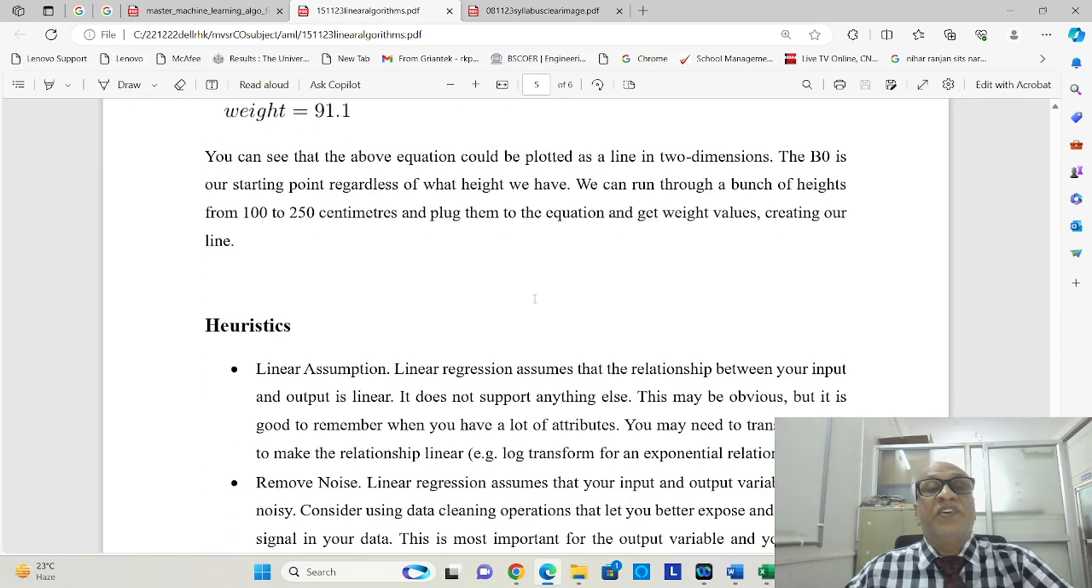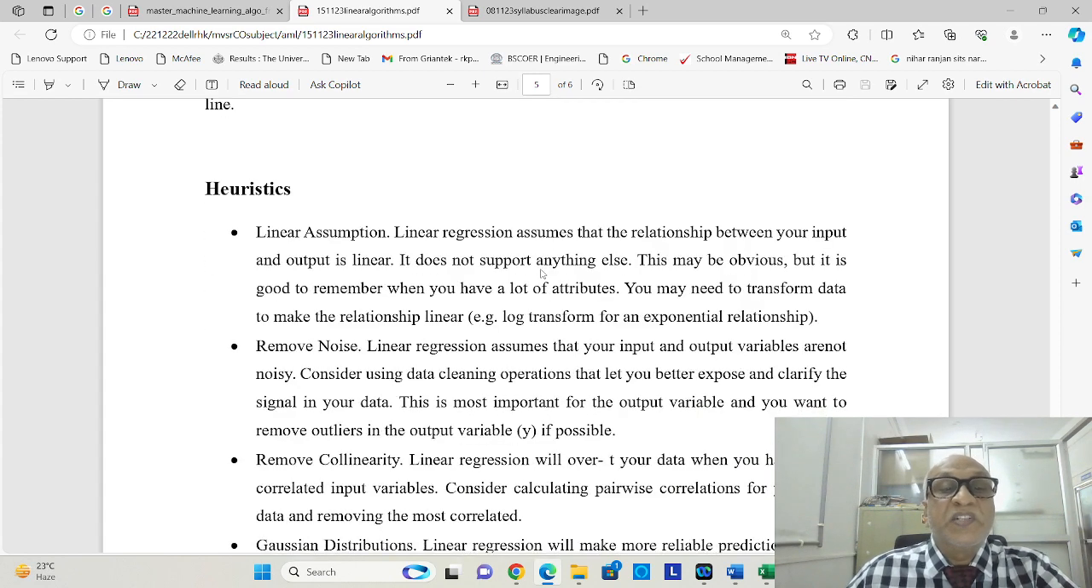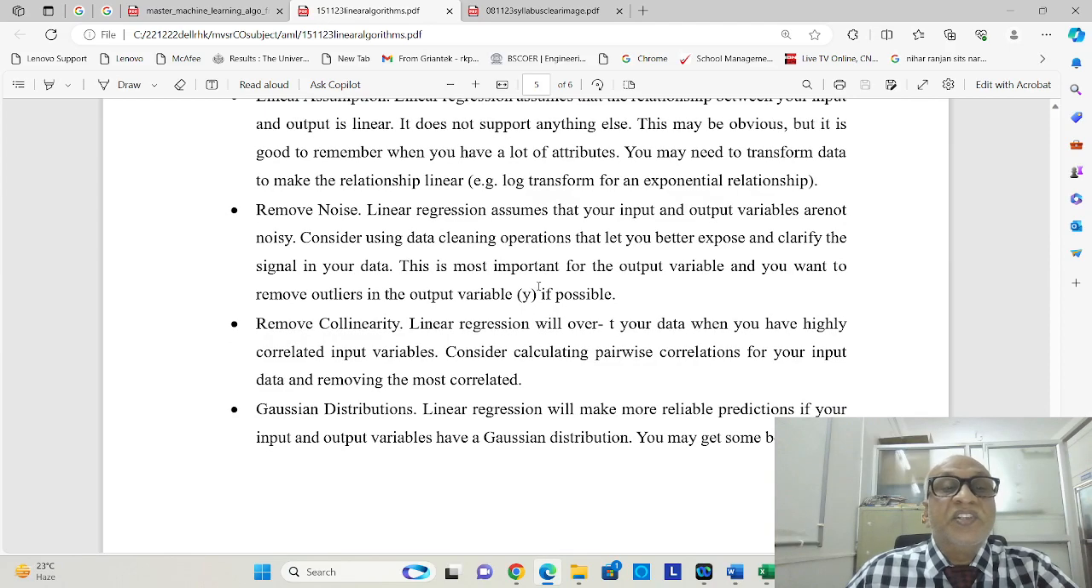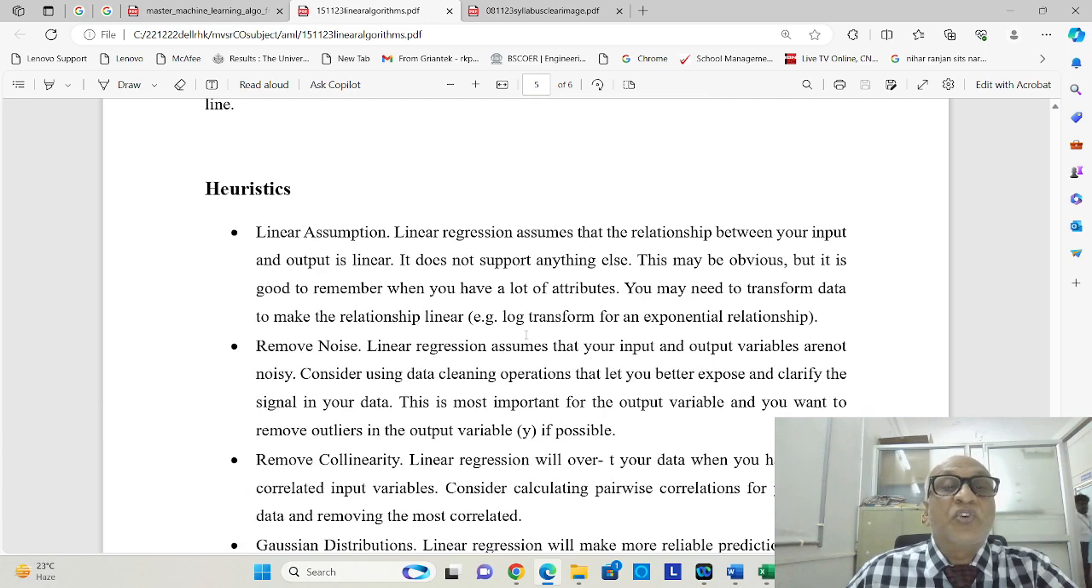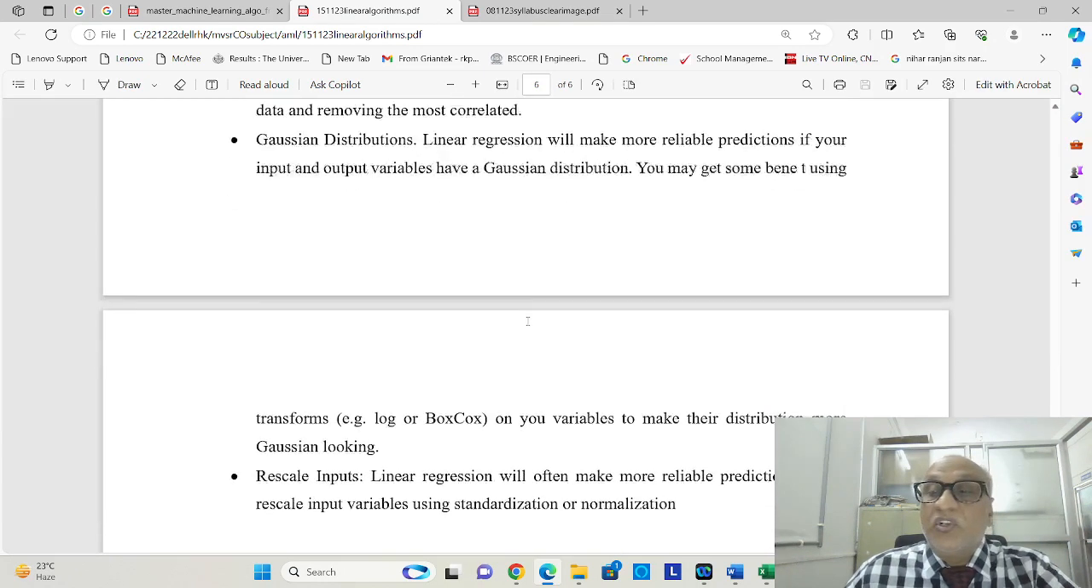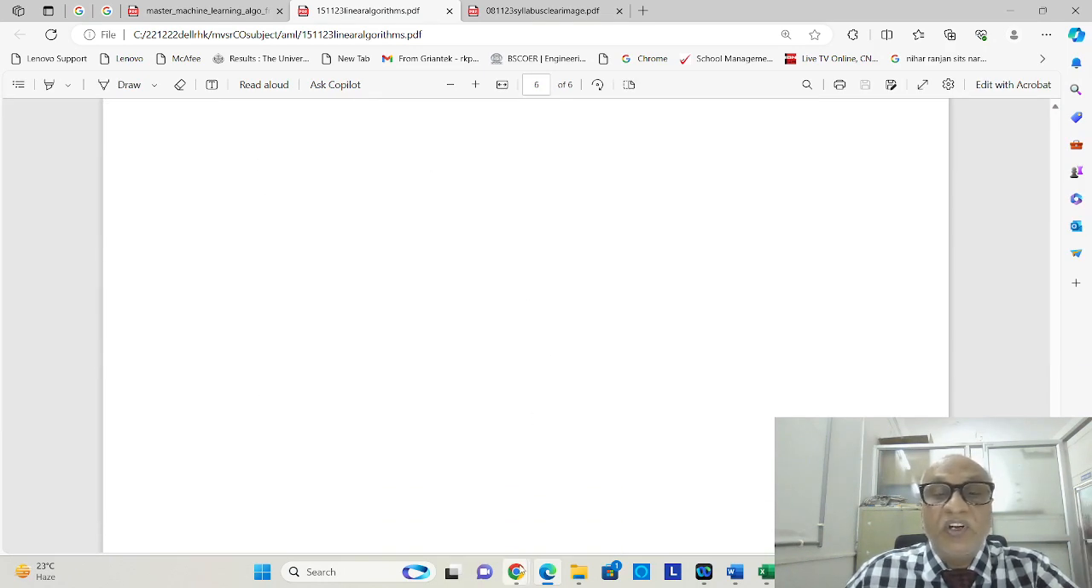Coming to the heuristics, whenever I'm learning the linear equation, the heuristics can be linear assumption, removing noise, removing collinearity, Gaussian distribution, rescaling the inputs. So this is in brief what I wanted to convey today.